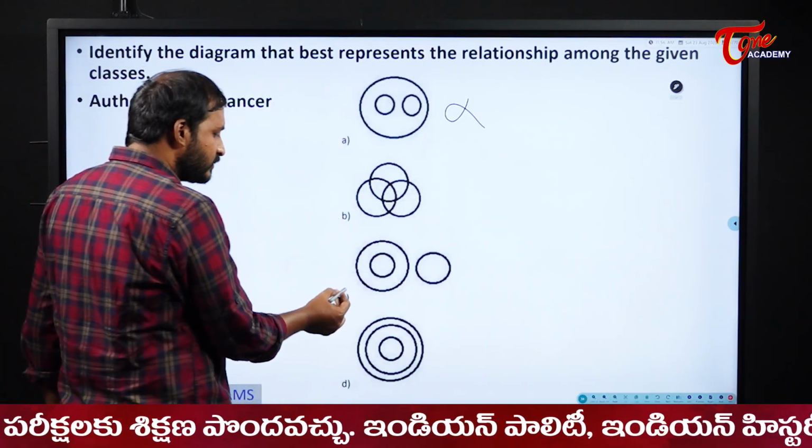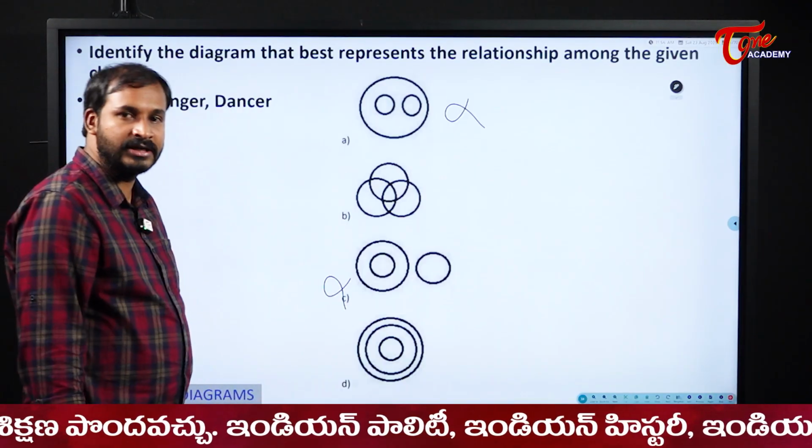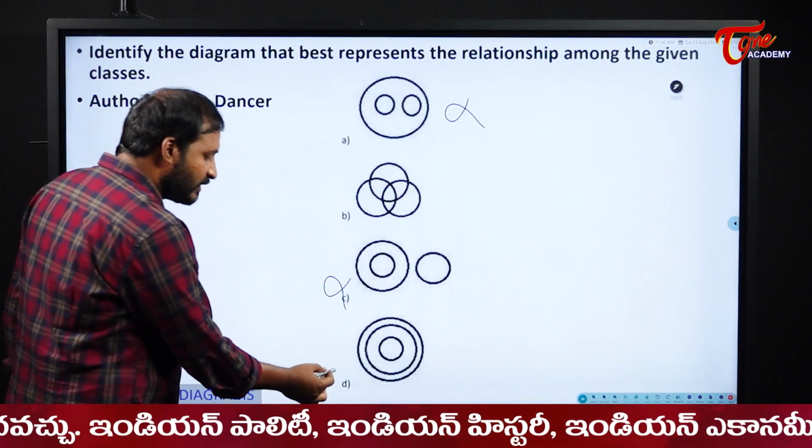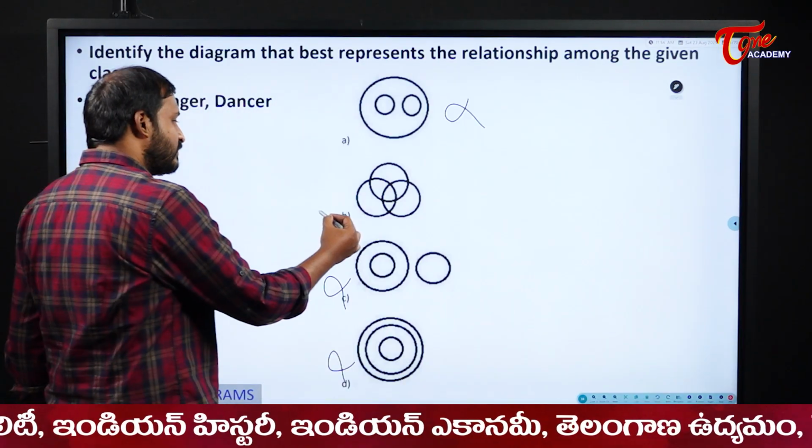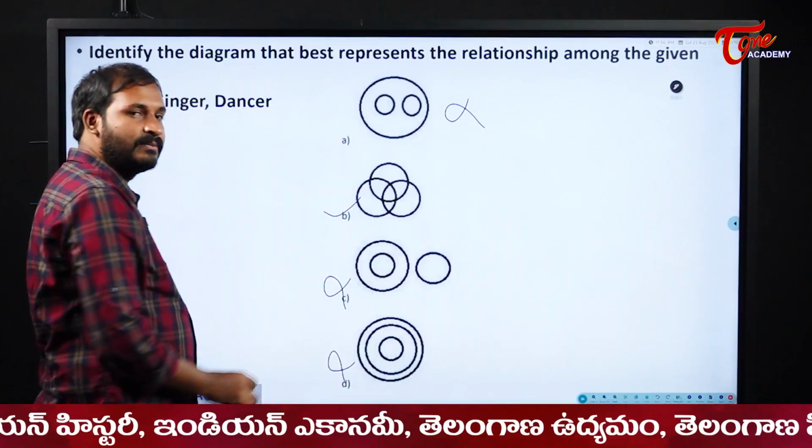Now, please see this one also. Here also one element is completely belonging to the other. That one is deleted. Here also one element is completely belonging to the other. That one is also deleted. So, if 3 are deleted, I can use the best one, B.